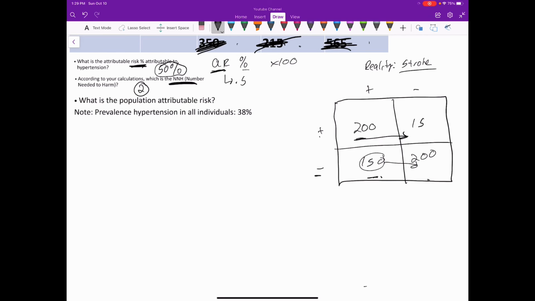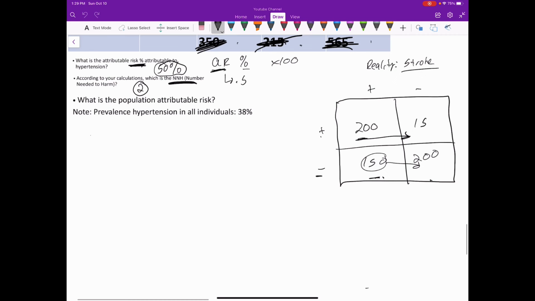Well, the standard definition is the prevalence of an exposure group over the entire population, with people with hypertension or non-hypertension, right? They're going to give you all this jargon, all this gibberish. Don't deal with it. Just remember this. PAR, the population attributable risk, has an equation right here.